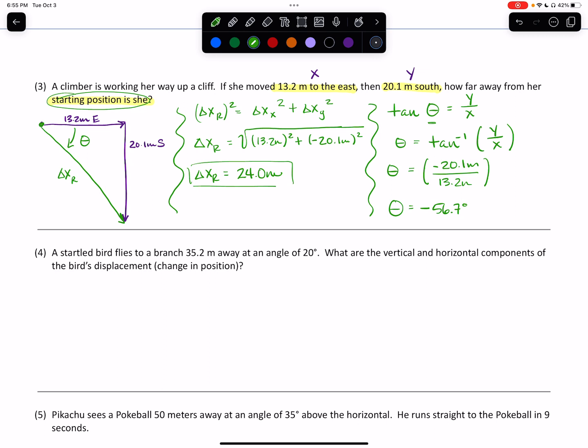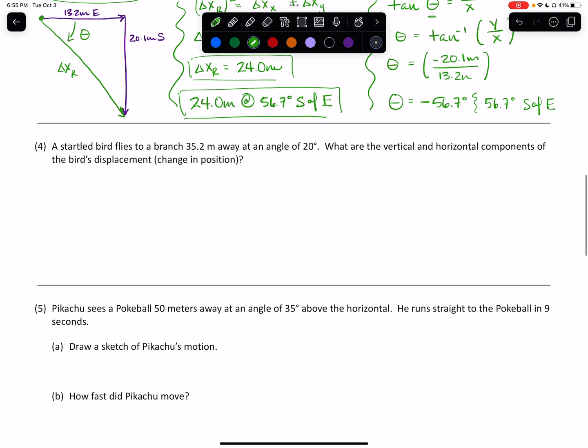You can rewrite this as 56.7 degrees and say south of east, and that means the same thing. So if we want to correctly write our vector, we're going to write it as 24.0 meters at 56.7 degrees south of east. That will be the correct information for that one vector.